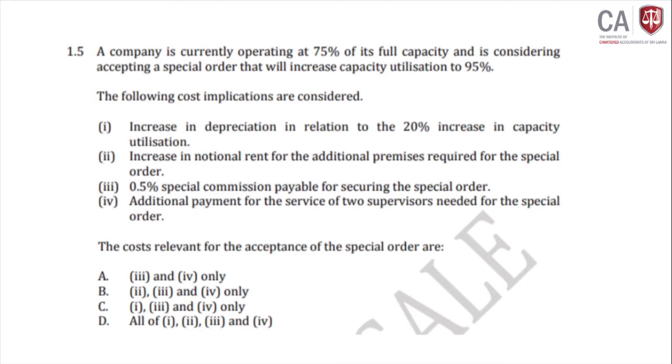And number 4, additional payment for the service of 2 supervisors needed for the special order. It's an additional, incremental cost that results in incremental cash outflows. Number 4 becomes relevant. Therefore, out of these 4 costs, only 2 are relevant. What are those 2? 3 and 4. So 3 and 4 only, that makes A your answer.